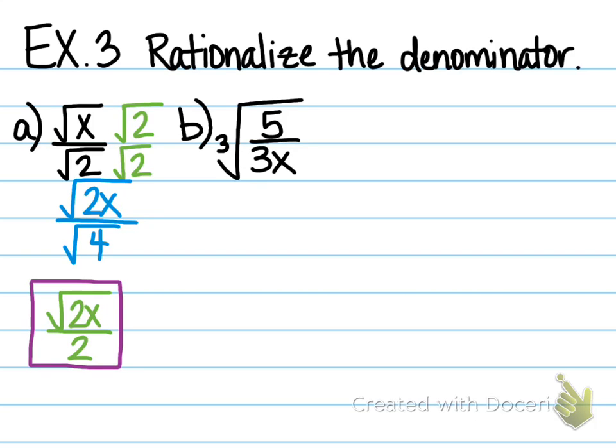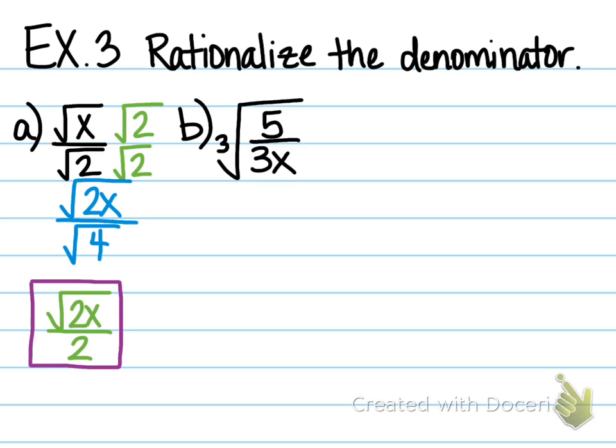Okay, let's try a cube root. So the cubed root of 5 over 3x. If I wanted to, I could go ahead and separate this and say the cubed root of 5 over the cubed root of 3x, but that's just an extra step that I don't need to take here. I know that I can't take the cube root of 3x. That isn't going to simplify because there's not triples of anything within 3x.